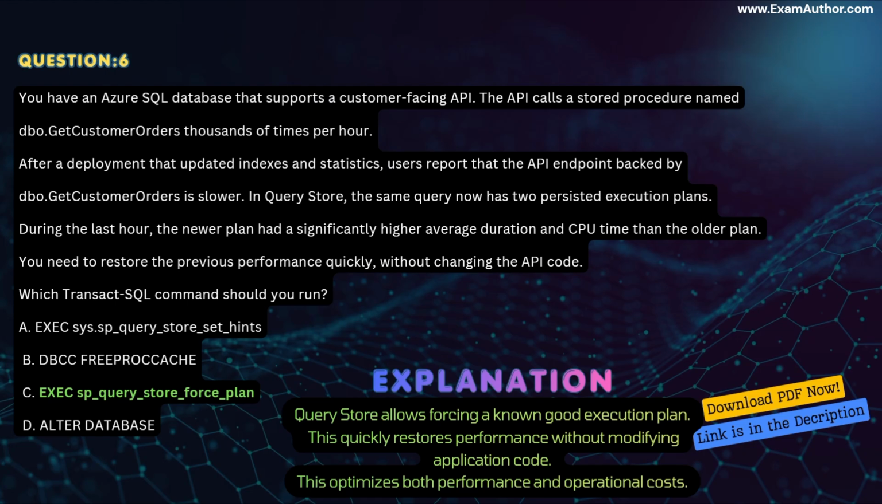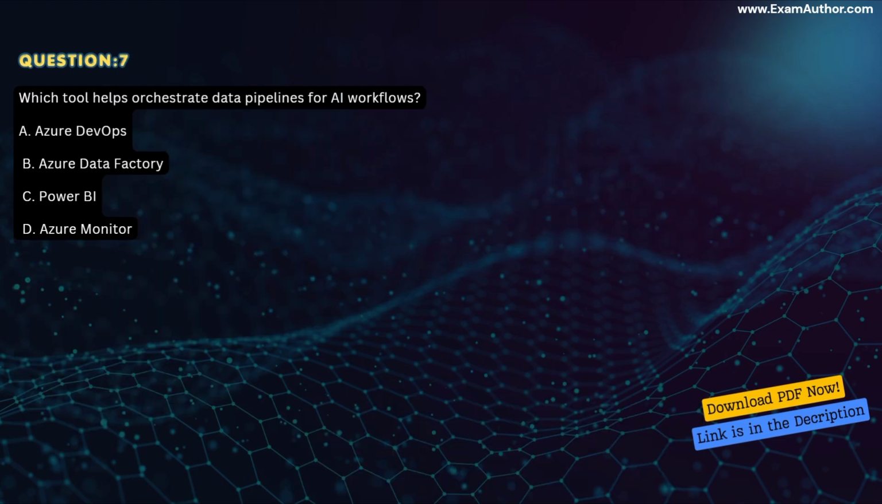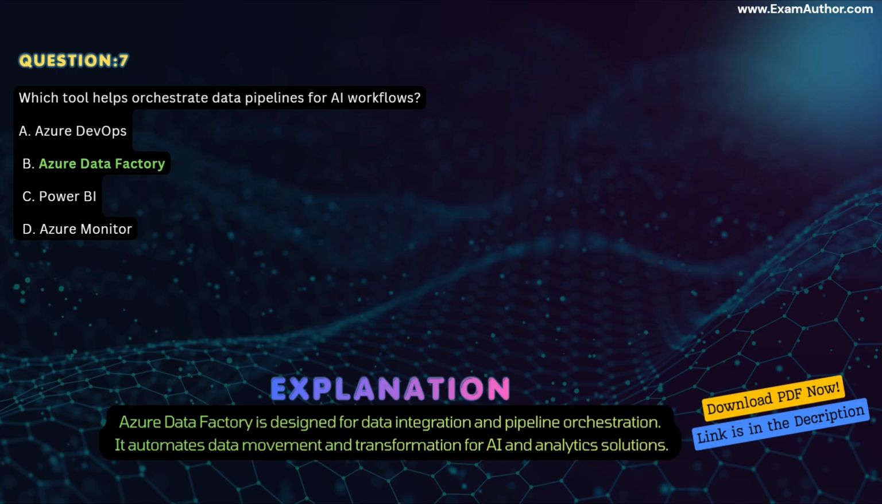Question 7. Which tool helps orchestrate data pipelines for AI workflows? A. Azure DevOps. B. Azure Data Factory. C. Power BI. D. Azure Monitor. Correct answer, B. Azure Data Factory. Explanation. Azure Data Factory is designed for data integration and pipeline orchestration. It automates data movement and transformation for AI and analytics solutions.